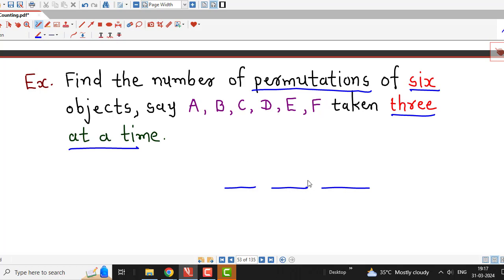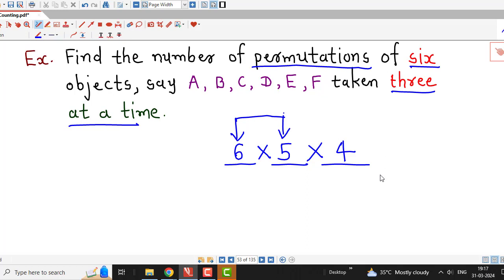So there are 3 positions, and for the first position, because we have total 6 objects, there are 6 possibilities. We can write either A, B, C, D, E or F here. For the second position, we cannot use the letter or object used here, so 5 possibilities are there. And for the third position, we cannot use the letters used in the first and second positions, so there are 4 possibilities here. So we have 6 into 5 into 4 number of permutations of 6 objects taken 3 at a time. So this is by product rule.